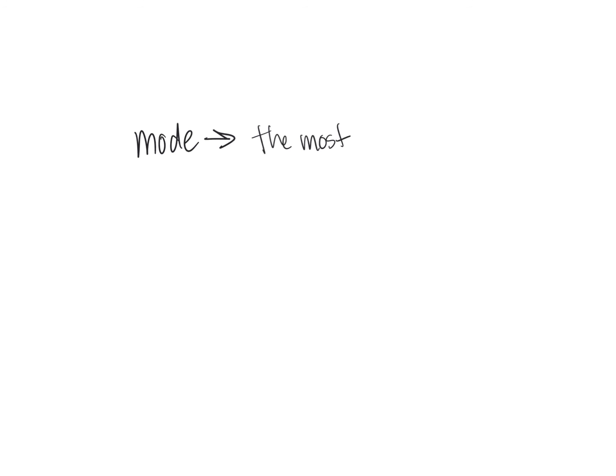In a number set, the mode is, again, just the number that appears the most often in the set. So if I had a set that looks like this, then 4 would be my mode, happening the most often. So the first section is pretty basic.